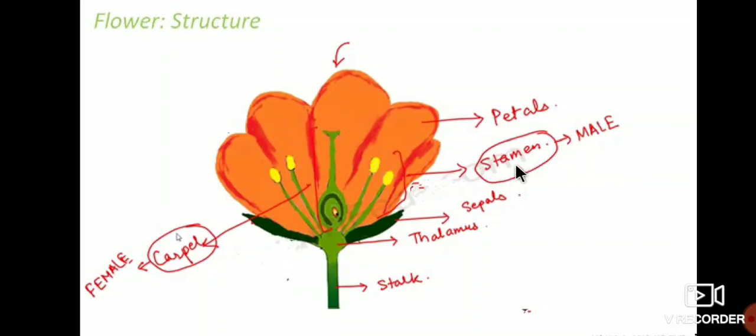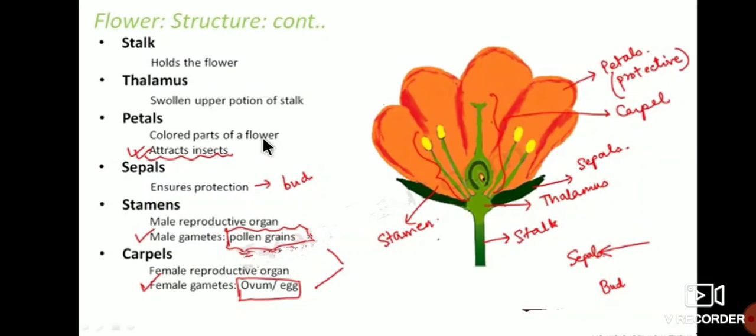So male is called as stamen and female is called as carpel. Sir, we are going to study one by one. See here. Flower structure content. Stalk, thalamus. This is thalamus. This is sepals. This is called as carpel. Female gamete. This is petals.